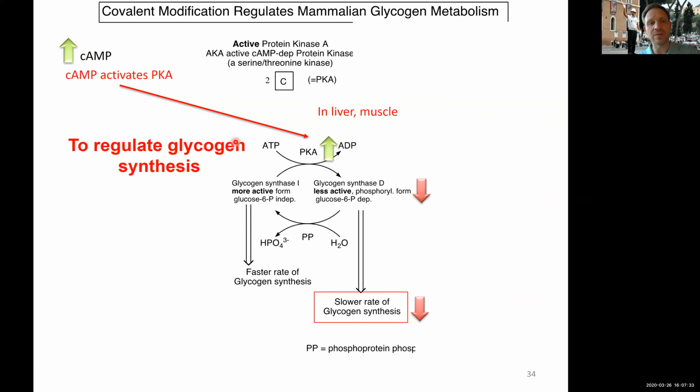Okay. And so again, cyclic AMP is high. It activates our protein kinase A, and it phosphorylates them. But unlike what we've seen before with our phosphorylase B kinase, phosphorylation is actually decreasing activity. Okay. So what is happening in this case here is we're now slowing the rate of glycogen synthesis. Right? So it's a nice example of using the same mechanism, allosteric regulation by increasing cyclic AMP, and covalent modification by phosphorylation, but we're using the same mechanisms in a different way.